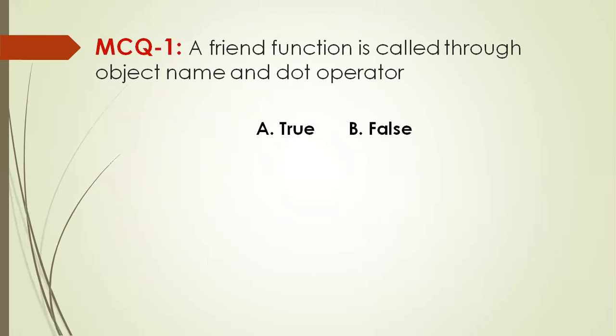Let us consider some simple multiple choice questions. A friend function is called through object name and dot operator. True or false? A friend function cannot be called with object name. It has to be called directly. The answer is B.